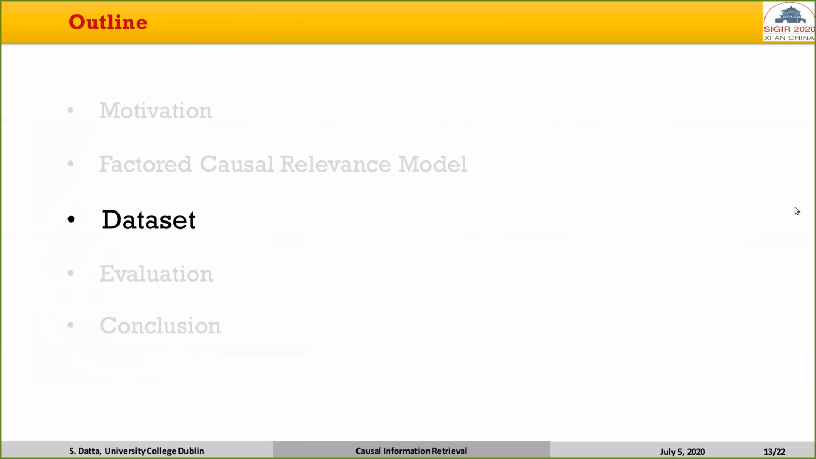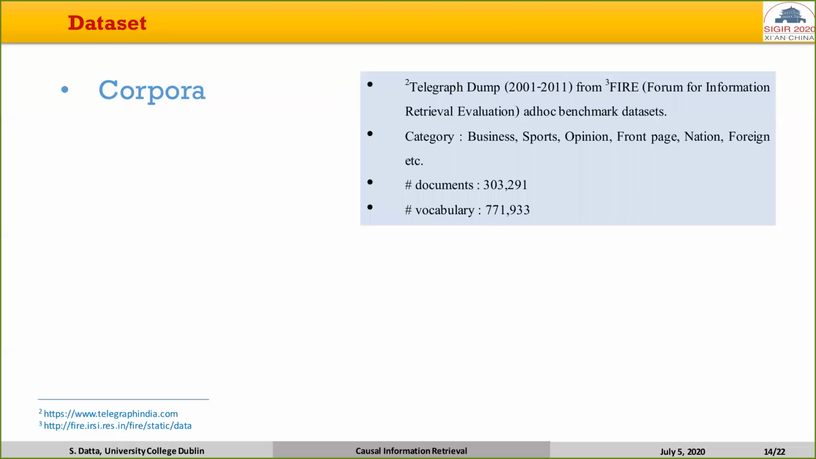Let's talk about the data set. In case of collection, we used the Telegraph dump, which spanned 2001 to 2011, from the FIRE ad hoc benchmark dataset. The whole collection was categorized into different categories like business, sports, opinion, etc. The total number of documents was around 300,000, and the size of the vocabulary was more than 700,000.